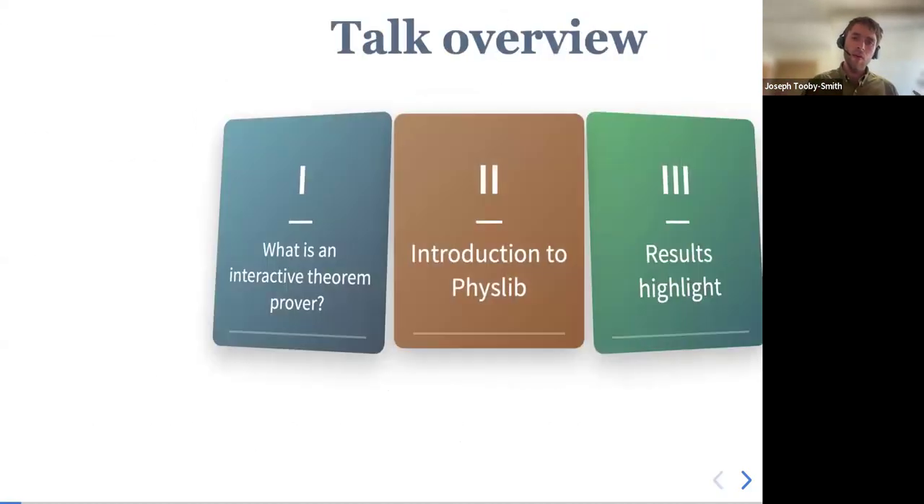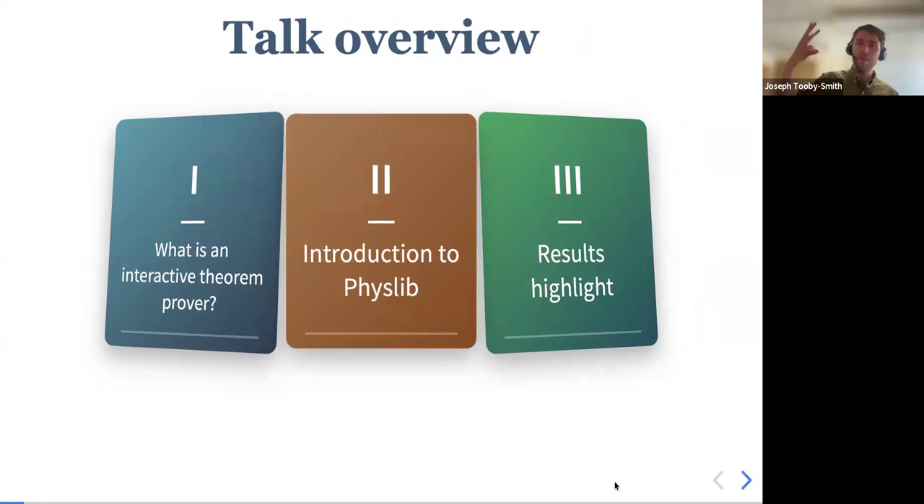I'm going to split this talk into three thirds. The first third, I'm going to explain what an interactive theorem prover is. This is the type of programming language where people write or formalize things from mathematics and physics. I'll explain what all of that is in the first third. In the second third, I'll explain this project Physlib. And then in the third third, I will look at some results that we have in Physlib, an overview of some of the things that we've actually got within the project.